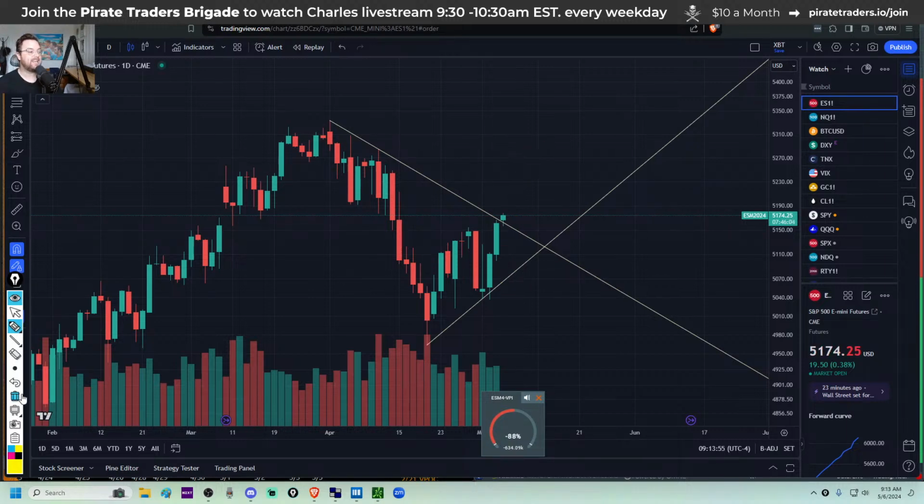However, if we get a continuation of the momentum today and the market closes above this trend line, like if it were to close right where it is right now at the end of the day today, that would be bullish to me for continuation to the upside because we have broken through the resistance above.